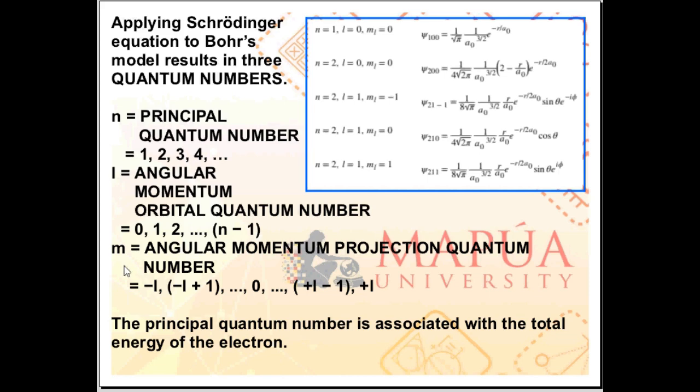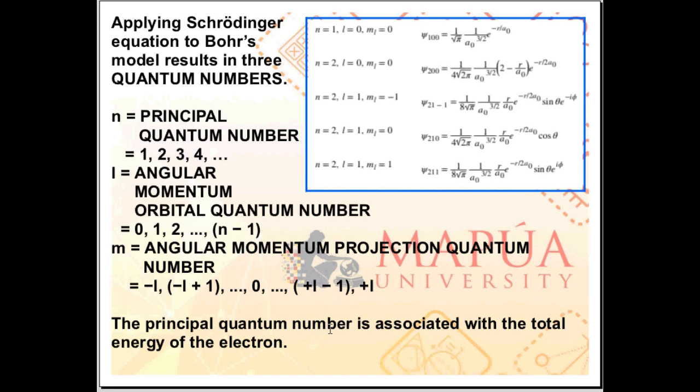We also have m, the angular momentum projection quantum number. Small m is equal to negative l, negative l plus 1, and so on until 0, and then 1, 2, up to plus l minus 1 and plus l. So if l is 2, m is negative 2, negative 1, 0, 1, positive 2.